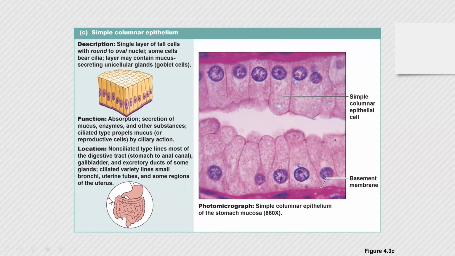And then in the small bronchi, I went back, in the small bronchi, you will have the simple columnar. Also it will be ciliated, right?